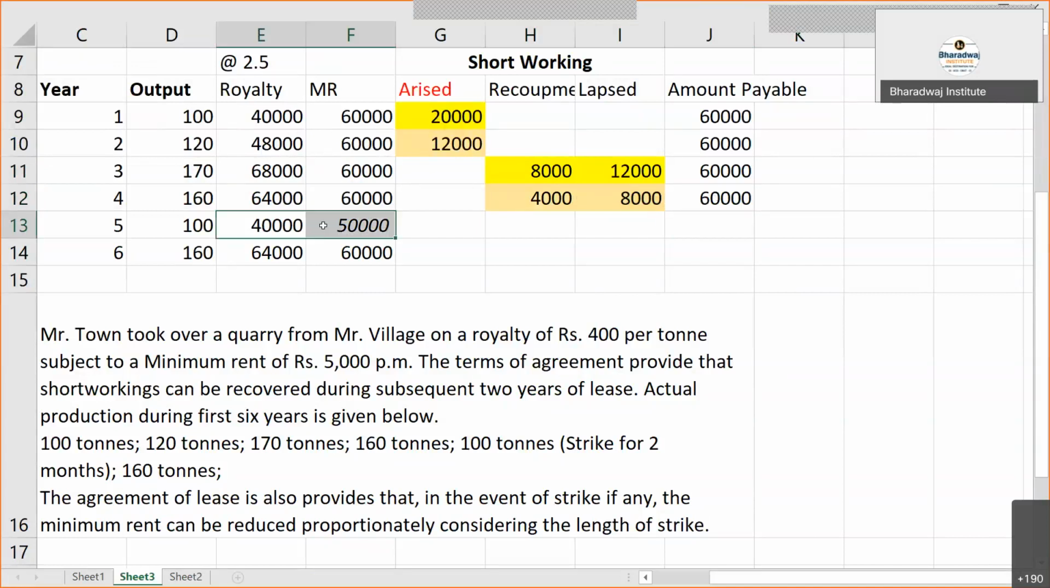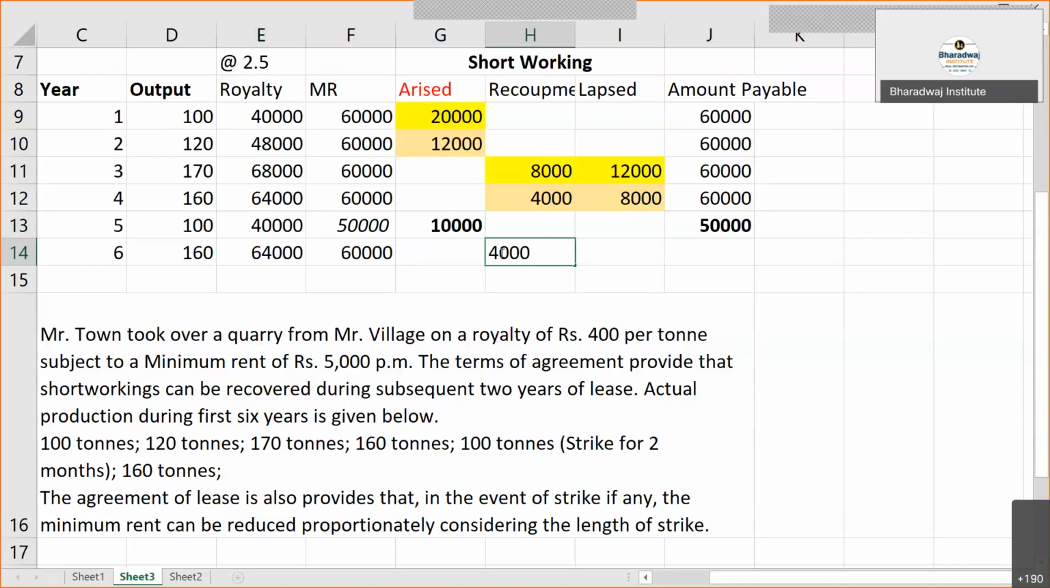This year, the 5th year, there's a short working of 10,000. Minimum rent of 50,000 you have to pay to the landlord. In the 6th year, there is a surplus of 4,000. Can you recover this? Can you recover the short workings?